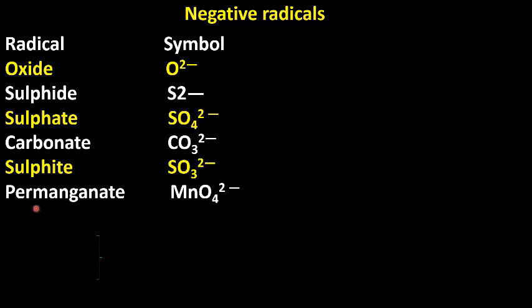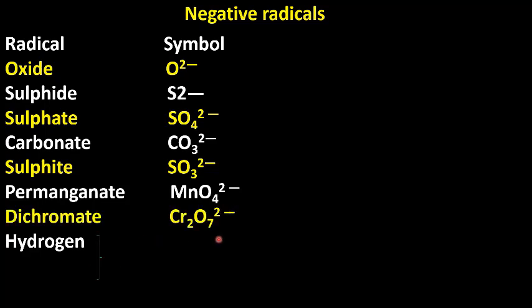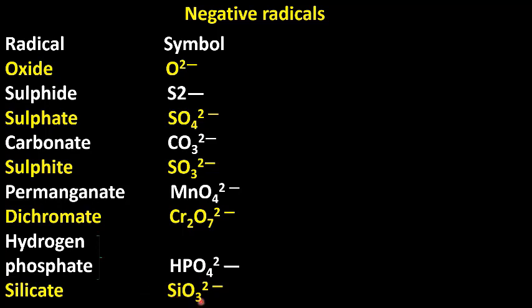Permanganate, no, this is not permanganate, it is manganate, MnO4 2 minus. Dichromate, Cr2O7 2 minus. Hydrogen phosphate, HPO4 2 minus. Silicate, SiO3 2 minus. All these are di-negative radicals, that is, they have 2 units of negative charge.